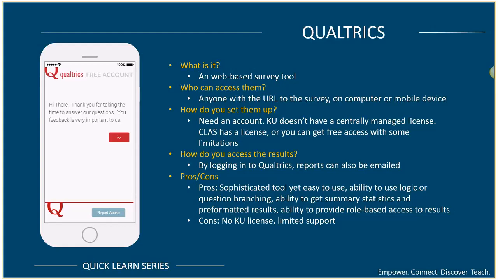So the pros, it's really sophisticated, but it's pretty easy to use. You can use that kind of logic for skipping or branching of questions. You can get summary stats. You can download those and import them into other programs. You can have this for really large scale kind of things, and you can have that role-based access. The cons, there's limited support because we don't have a central license here at KU.